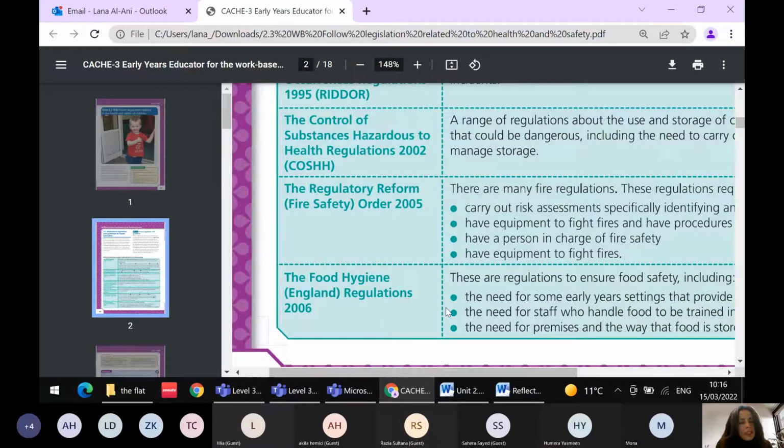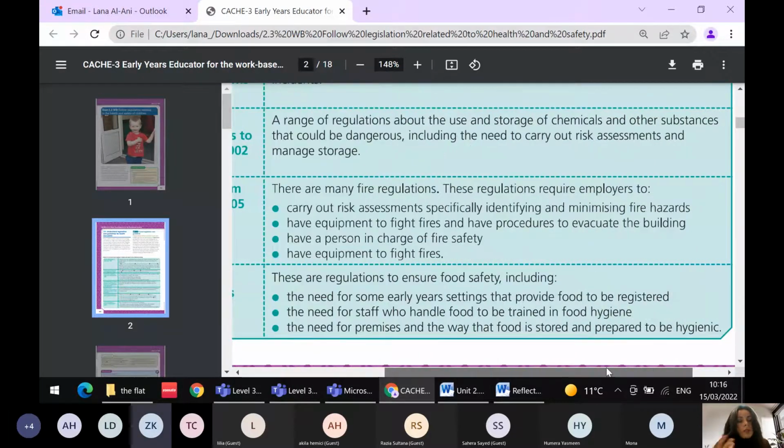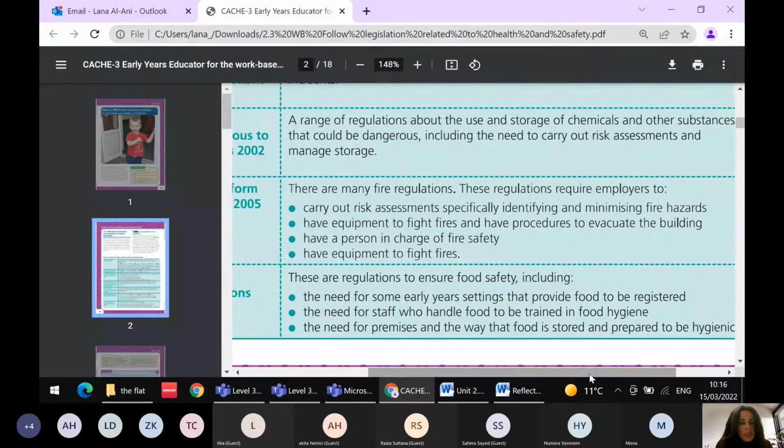Another regulation there, the Regulatory Reform Fire Safety Order 2005. What is this all about? There are many fire regulations. These regulations require the employer to focus on many things, such as carrying out risk assessments. So the employer should always do risk assessments. It's very important to minimize any danger in the organization.